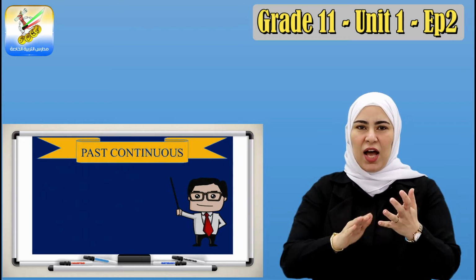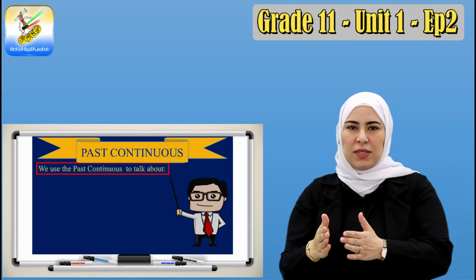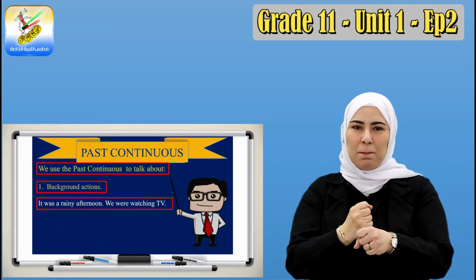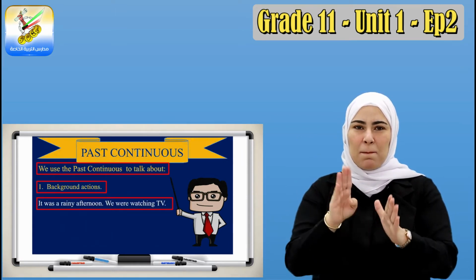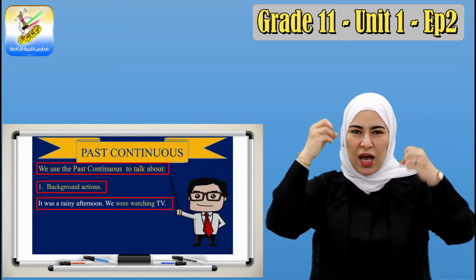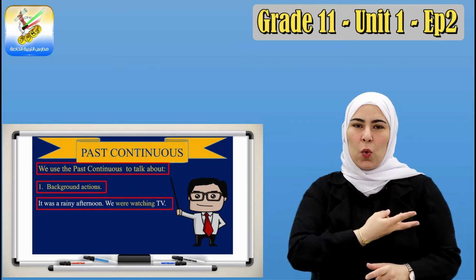And also we have the past continuous. We use the past continuous to talk about background actions. Here's an example. It was a rainy afternoon. We were watching TV. As you can see, we were watching TV.